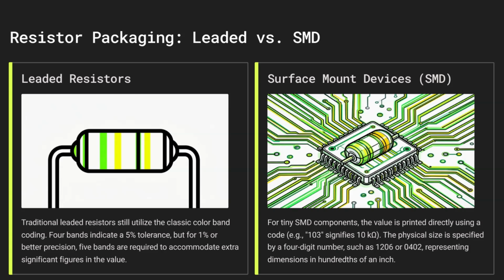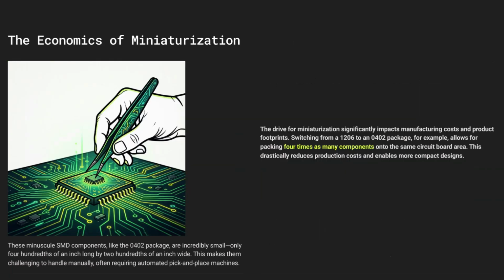Which is absolutely minuscule. Tiny. You need forceps, or more likely, automated pick-and-place machines. And this size factor is incredibly crucial because when you scale up manufacturing, switching from a 1206 to an 0402 means you can pack 4 times as many components onto the same circuit board space. And that drastically reduces your product cost and footprint.